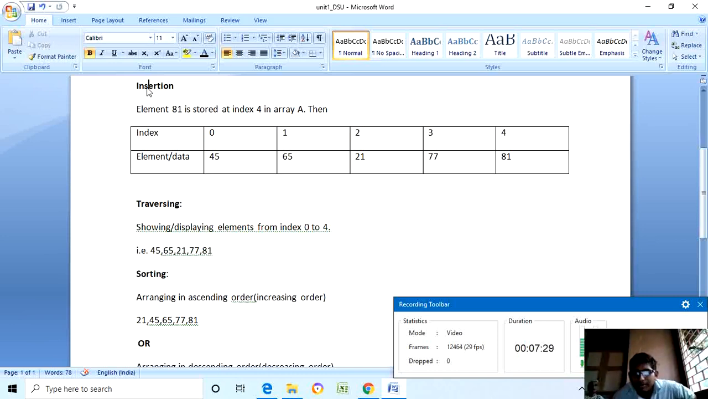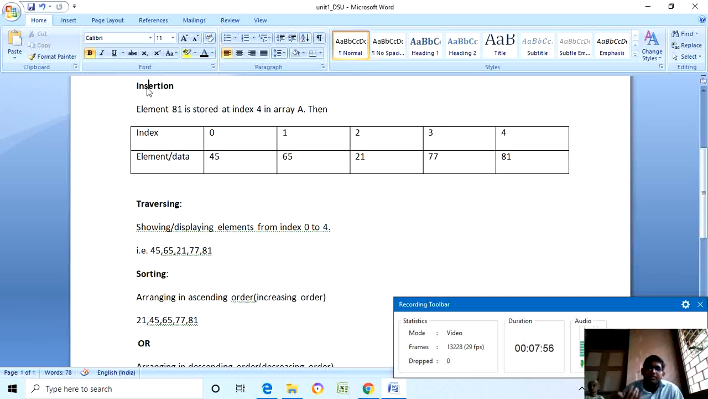There are 2 types of data structures we identified in the last lecture: linear data structure and non-linear data structure. So an array is a linear data structure. We are inserting an element in array A, so basically we are inserting an element in a data structure. Element 81 is inserted in data structure A, or array A.